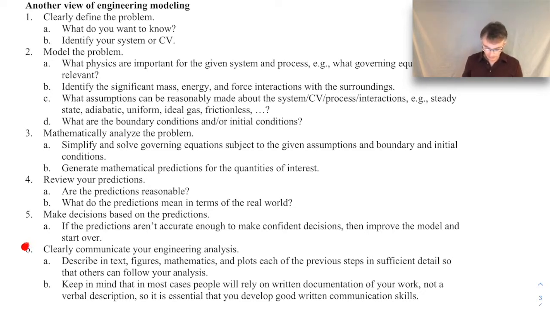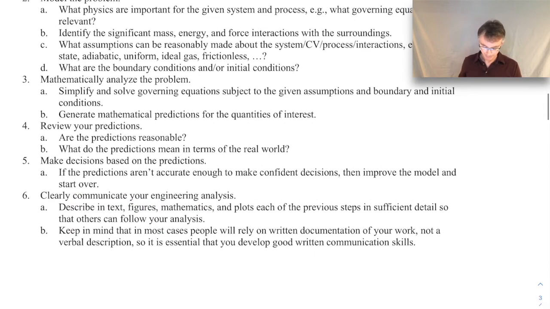The last item here is one that I'm going to talk about in more detail after this page, and that is to clearly communicate your engineering analysis. These kinds of models aren't developed in a vacuum. You usually need to interact with your colleagues on them. You need to describe them to your colleagues, perhaps your supervisors. You have to support the decisions based on your model, so you're going to have to describe your model. That involves describing in text, figures, mathematics, and plots.